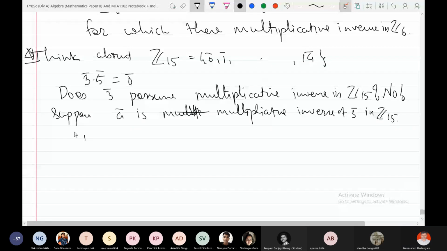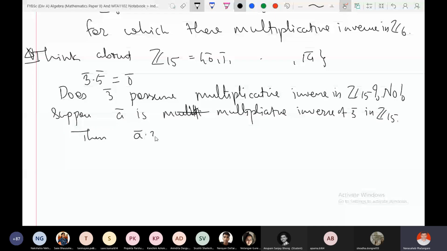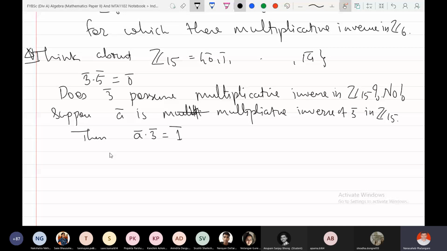Then A bar into 3 bar would be 1 bar. Right, now I will multiply both sides by what? 5 bar. A bar into 3 bar into 5 bar. I will multiply both sides by 5 bar. And this multiplication is clearly well defined because I am just multiplying by the same class. Right? 1 bar into 5 bar. But what is the right hand side now? 1 bar into 5 bar is?